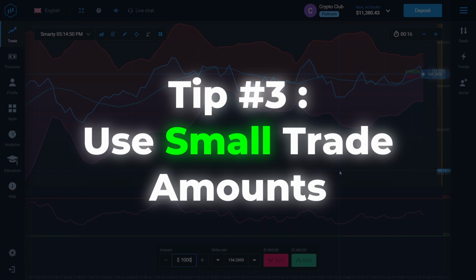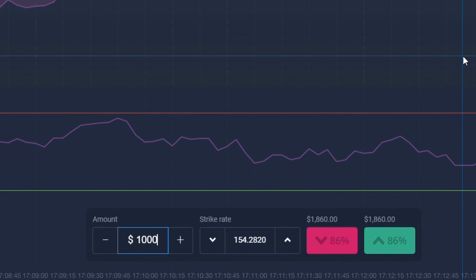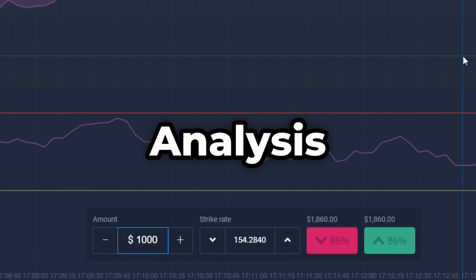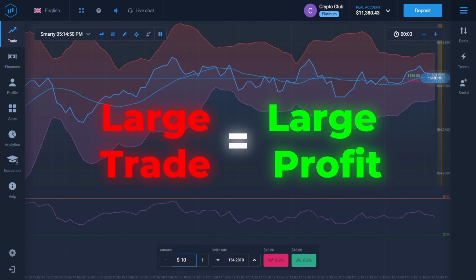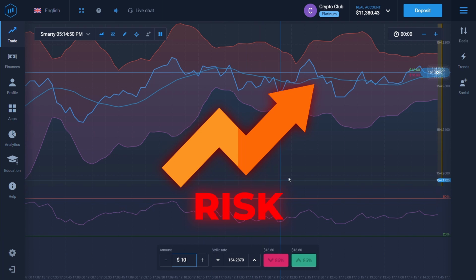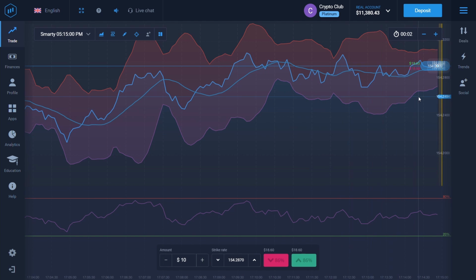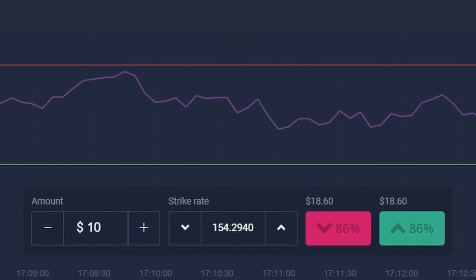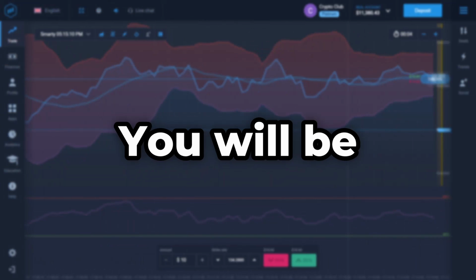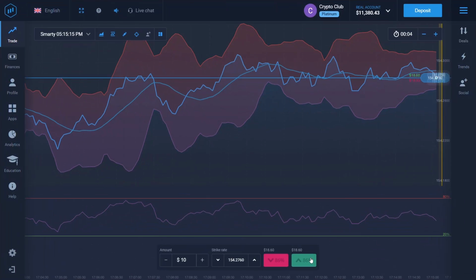Use small trade amounts. A common mistake most beginner traders make is placing large trades on the market without proper analysis. Even though placing a large amount in a single trade can bring you large profits, the risk involving that trade is much higher. Especially if you're new to trading and only have a small balance in your account, you must never place a large amount for a singular trade. By placing small amounts of trades in the market, even if you lose most of your trades, you will be able to trade for a longer duration, thus helping you to learn more and more about the markets and their behaviors.